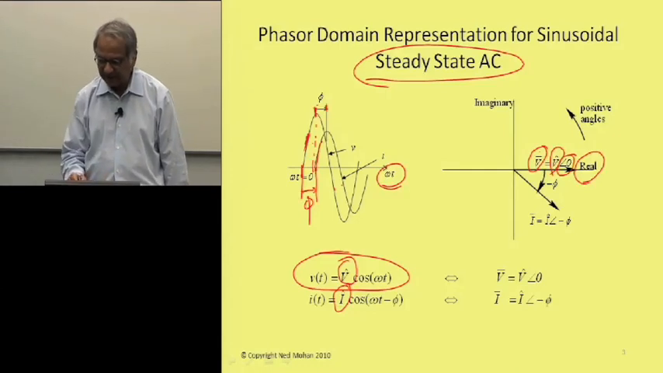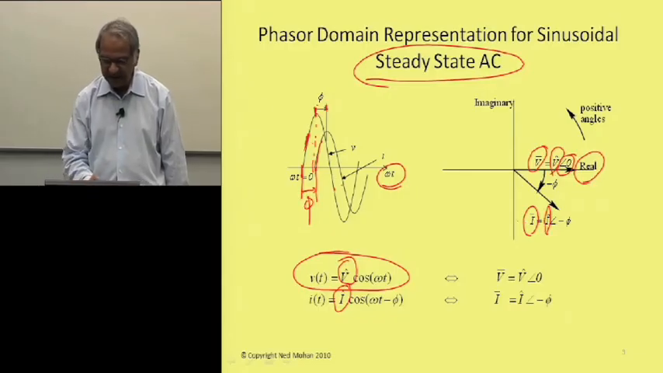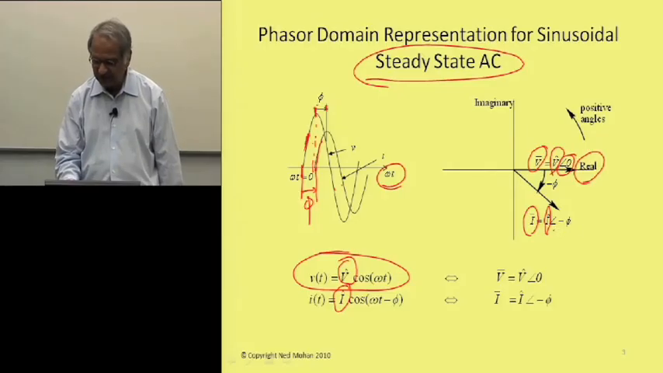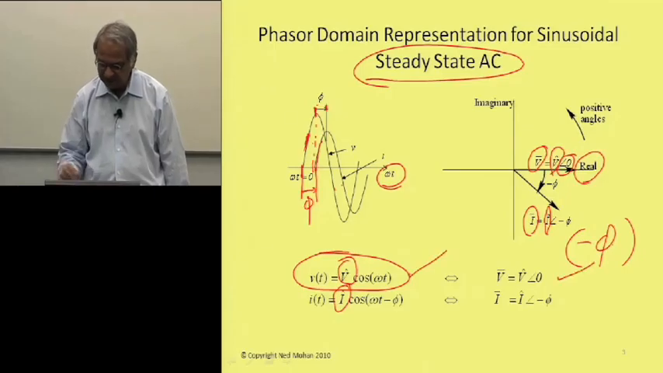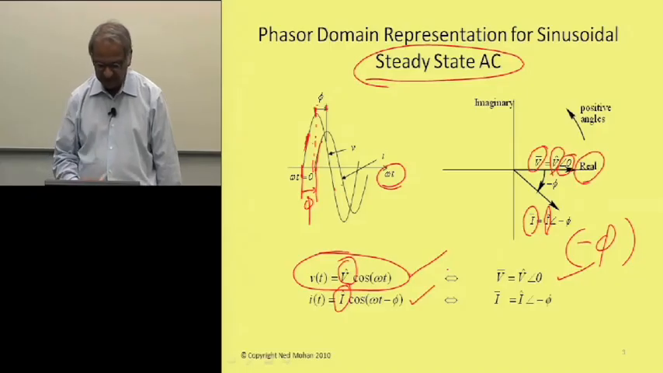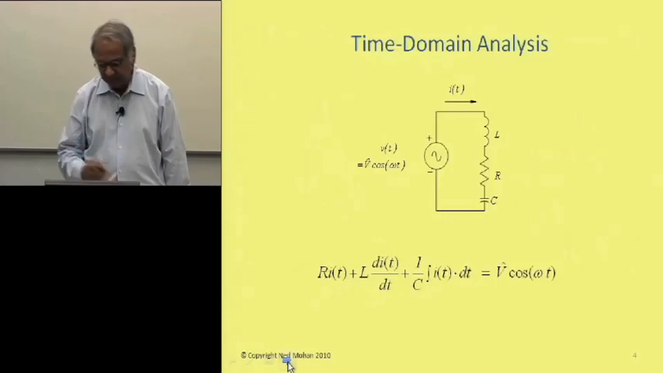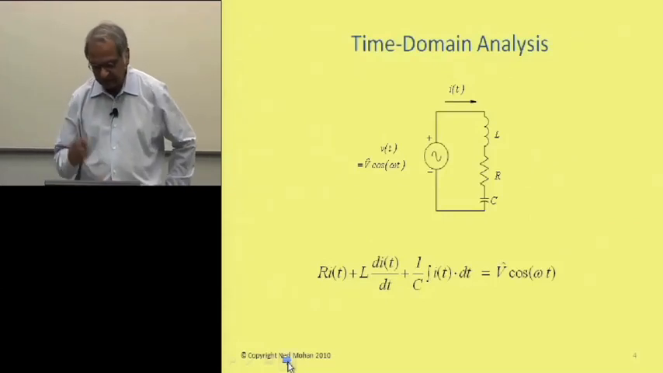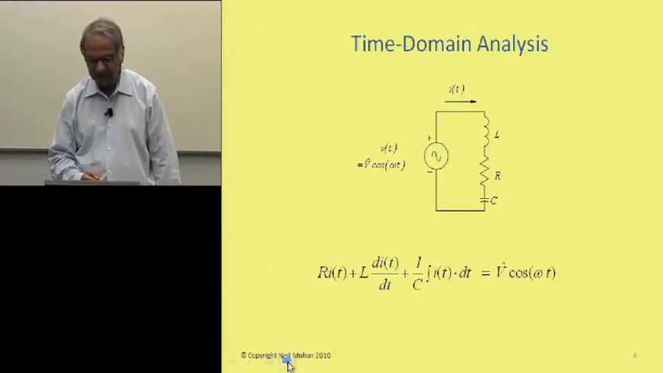Okay. Similarly, the current phasor has amplitude I hat, and since it's lagging behind by this angle phi, the angle associated with it is minus phi. So you can see that this time domain expression corresponds to this phasor expression. Similarly, this time domain expression corresponds to this phasor over here. We'll see the usefulness of this phasor representation by taking a very simple example.